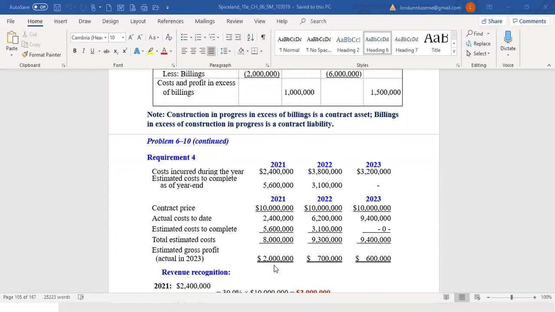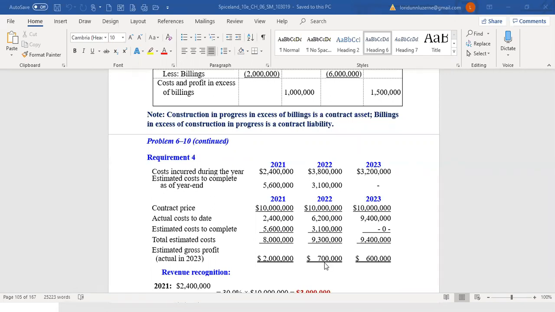But now actual costs in 2022 are going to be 3.8. So how much have we spent by the end of 2022? 3.8 plus 2.4 or 6.2. And the company estimates an additional 3.1 of expenses are still going to be paid to equal 9.3 million. So now the overall gross profit on this project has changed. It went from 2 million, but because the costs increase from 8 million to 9.3 overall, the overall gross profit is only looked at to be about 700,000 now.